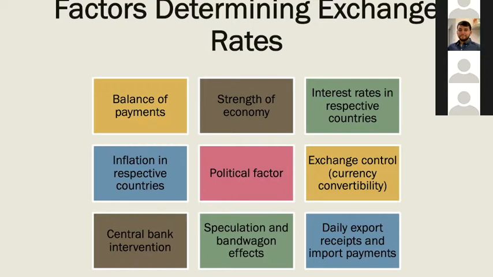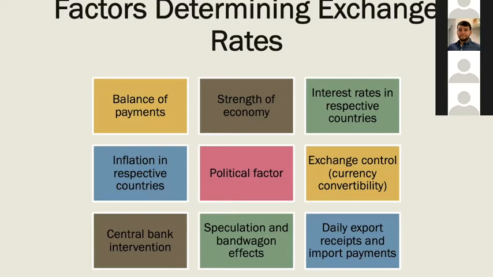Balance of payments, strength of economy and interest rate in respective countries, inflation in respective countries, central bank intervention we discussed already, political factors also play an important role sometimes. Exchange control rules, for example, currency convertibility. Can the currency be convertible or not? Speculation, bandwagon effects. There are some big speculators. Sometimes they speculate and they announce that US dollar is likely to appreciate or US dollar is likely to depreciate. So those kind of speculation. Daily export receipts and import payments, sometimes this is also one of the factors.